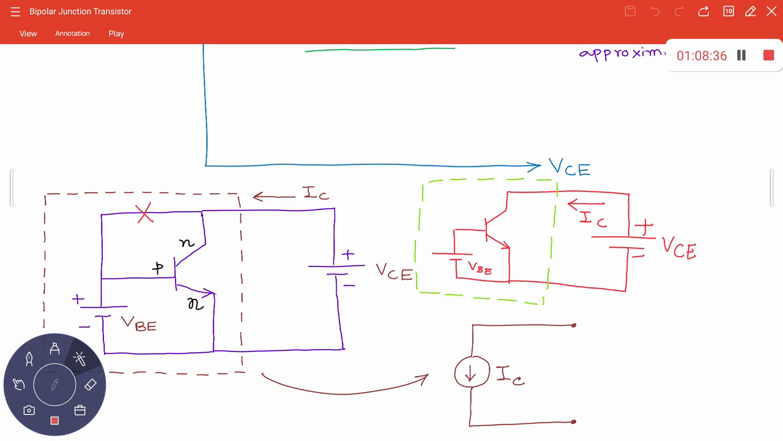Does it ring any bell in your mind? I am having only two terminals available to me. I change the voltage between these two terminals and current is remaining constant and is not changing. What is the behavior? It's an ideal current source. And that makes transistor so special.